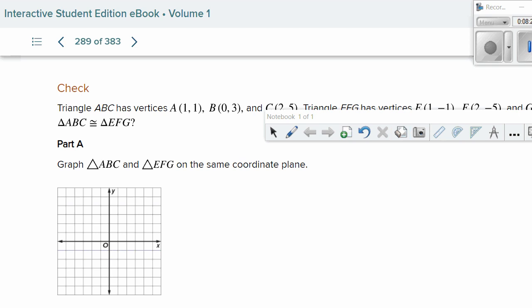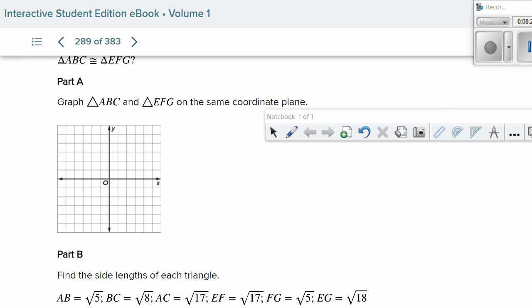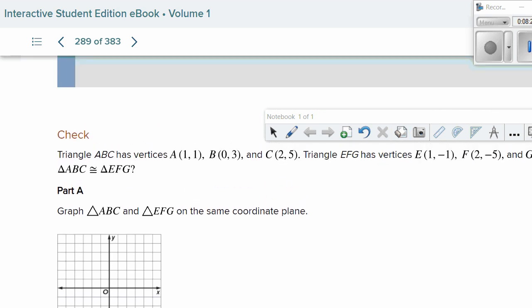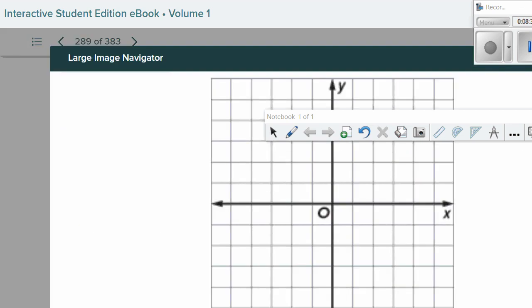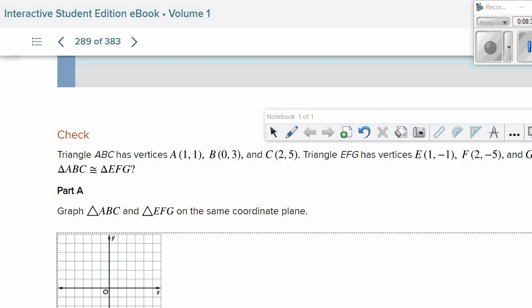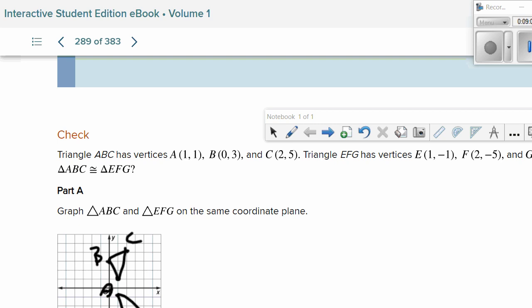Okay, taking a look at this, they wanted you to do the same thing. They got these 2 triangles, so if we graph this here, we got this triangle here. Okay, that's A, B, and C. And then I got triangle here, here, and here. And that's EFG.